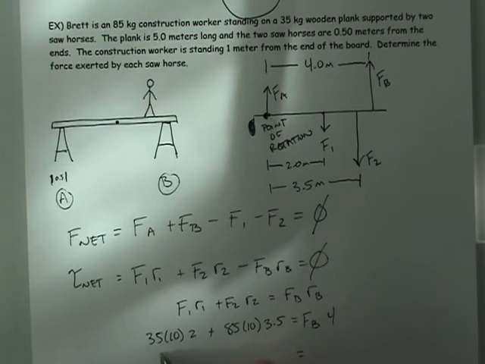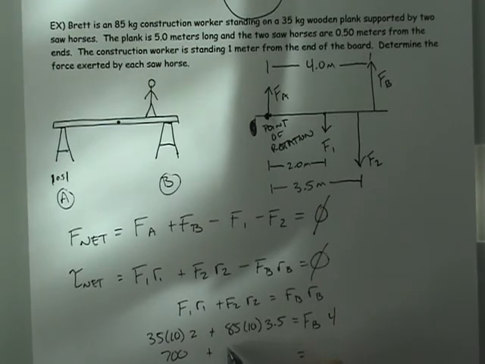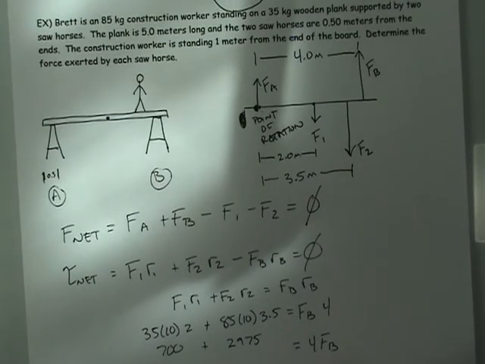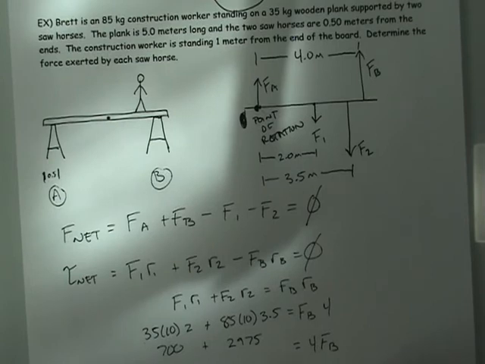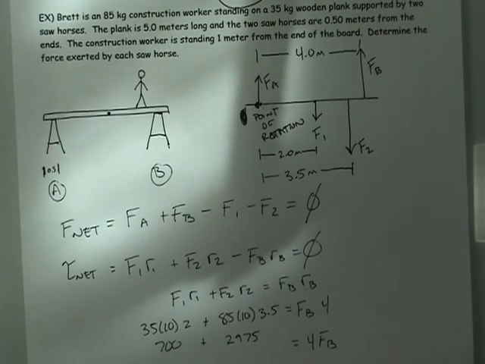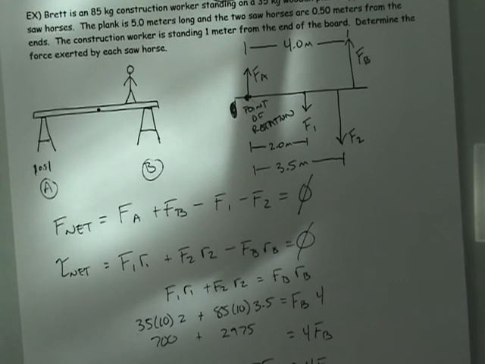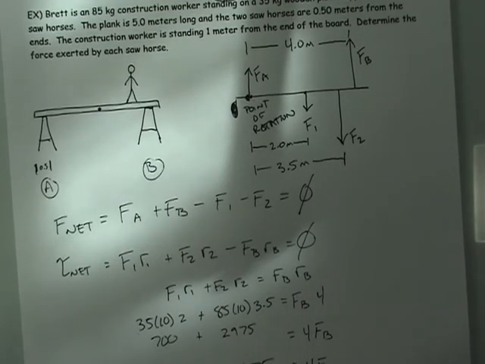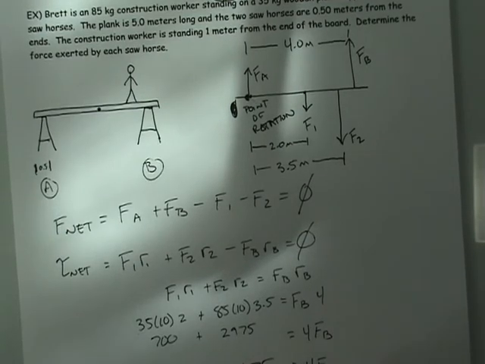So this ends up being 700 plus, when you multiply 85 times 10 times 3.5, that's going to be 2975. And that's going to be equal to 4 times F of B. When we bring those two guys together, they will come together to be 3675. And then we'll divide by 4. And when I divide by 4, I end up with 919 newtons. That is my force for B.